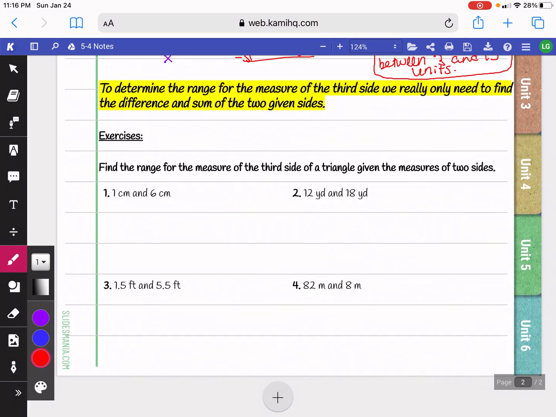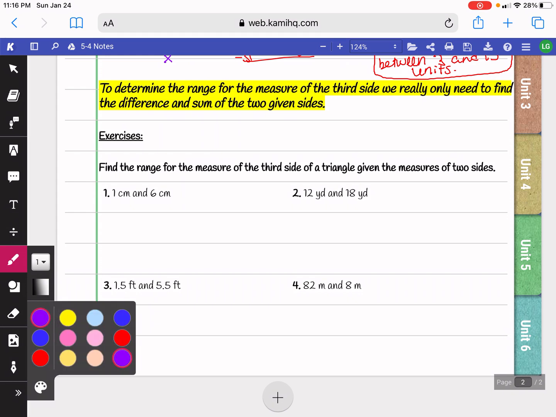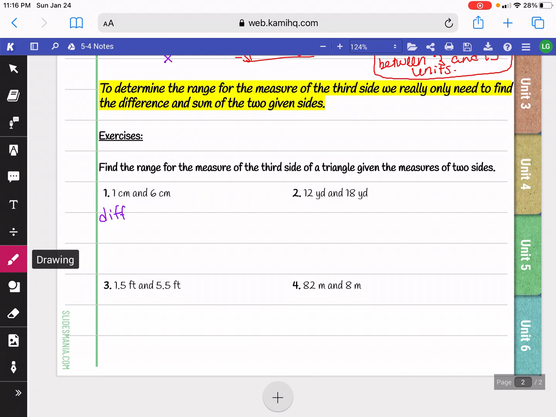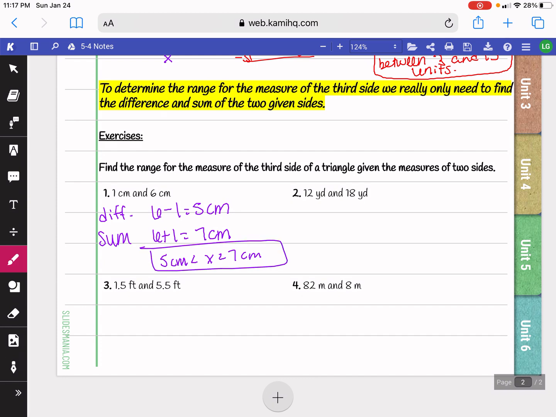So here they're telling us that one side's 1 centimeter, the other side's 6 centimeters. So I'm going to do the difference and the sum. The difference would be 6 minus 1, which is 5 centimeters. And the sum would be to add them, which would be 7 centimeters. So that means our range for X would be between 5 centimeters and 7 centimeters. And you could just write that 5 centimeters is less than X is less than 7 centimeters. All that means is that the third side is between 5 and 7. So I'm going to go faster.